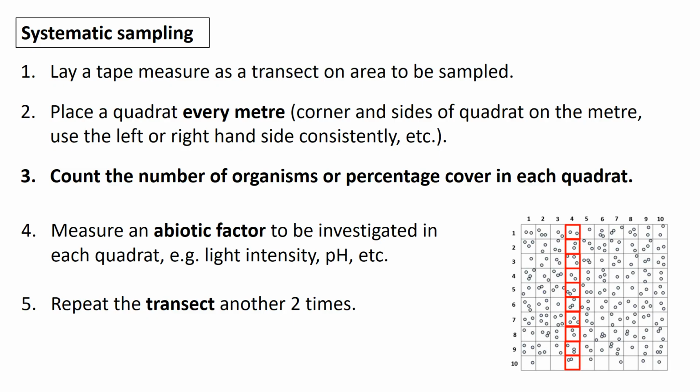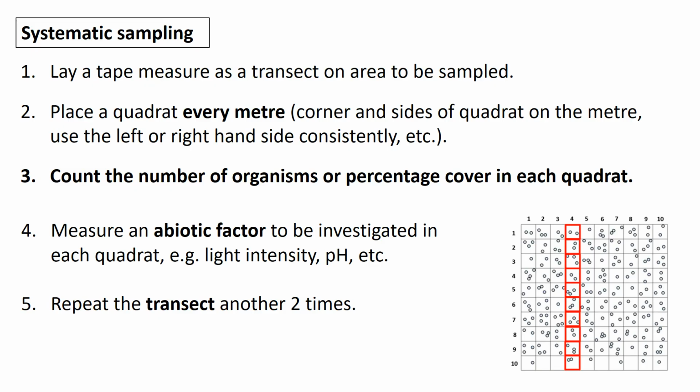And then often with this, you want to compare it against another abiotic factor. That might be the pH of the soil, so you take a little soil sample, or it could be the amount of light. So you'd measure the light intensity with a light intensity meter, and you would take a sample and record that alongside the number of species that you're recording. And then you'd want to repeat that transect, probably another twice, looking at the same kind of things, and then you can work out a mean with those different repeats that you've taken there.